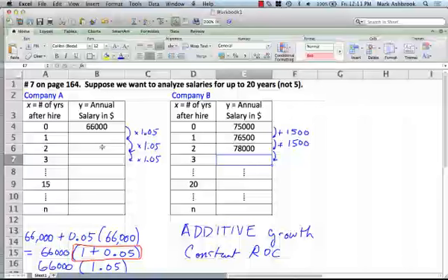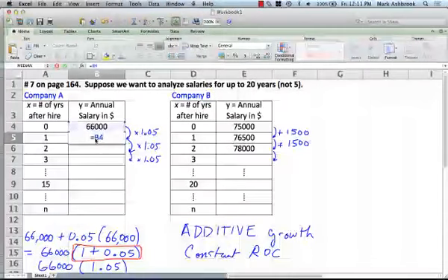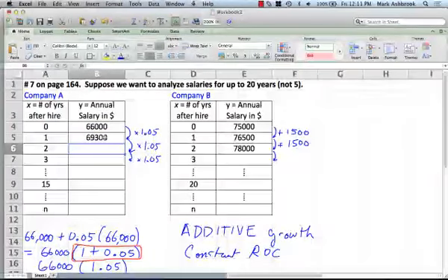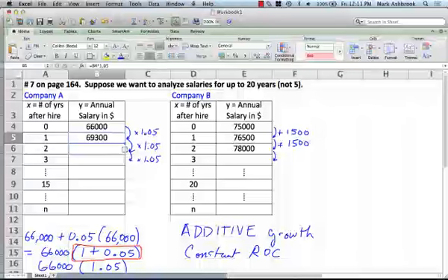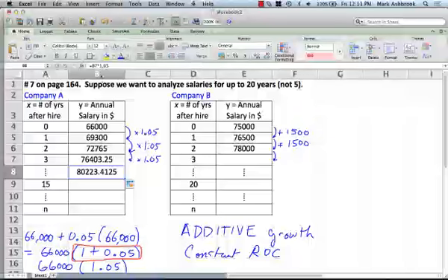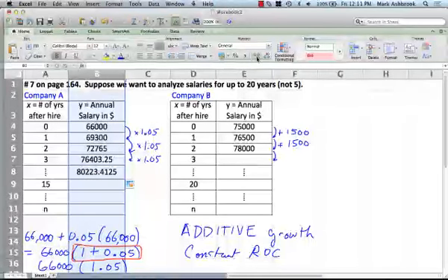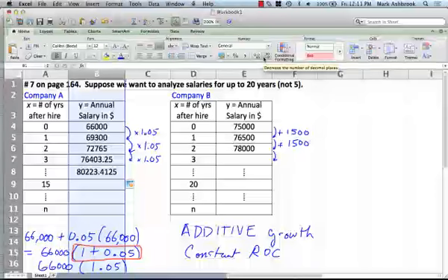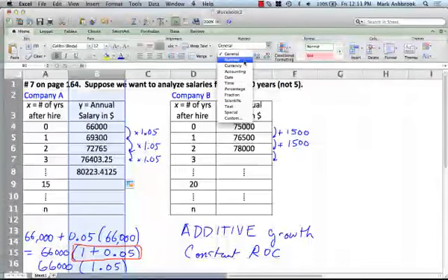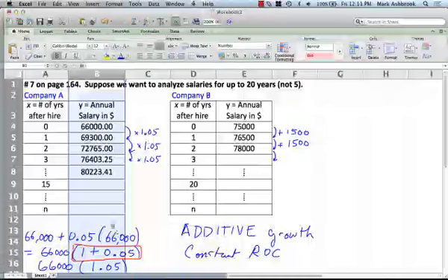Okay, so I'm going to take that 66,000. To get next year's salary, I'm going to multiply it by what? 1.05. The 1 keeps the previous year's 66,000. The 0.05 is the increase. So it does it all at once. With that one multiplication of that one number, it does it all. So these are dollars, so we want dollars and cents. Perfect.